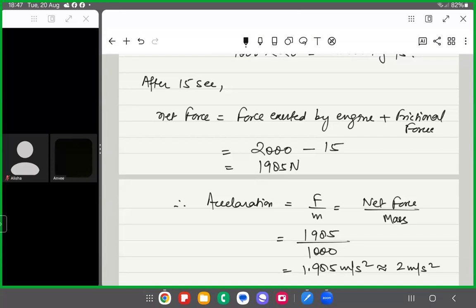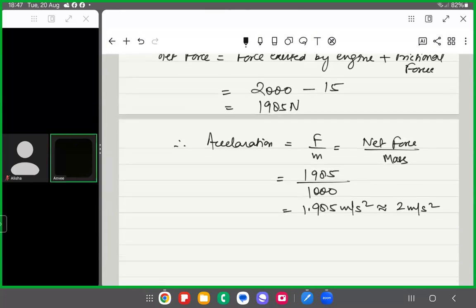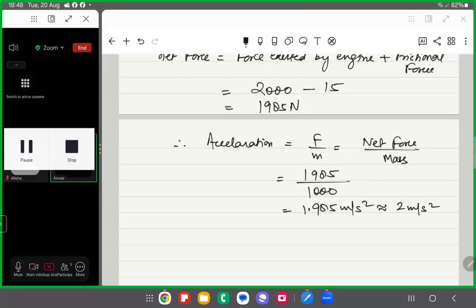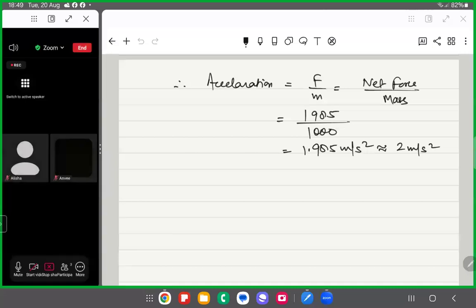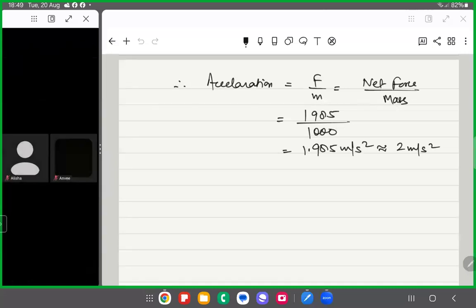Okay. Now time. Pardon? I have a doubt. Yes, tell me. Can you scroll up? So as you can see, net force upon mass, right? This is 1.985 meter per second square. So this is approximately 2 meter per second square. Means in comparison to the force applied by the engine, this friction force is very negligible, right? And we assume that this is actually equal to 2 meter per second square, the same which is given in the question, right? Okay. So this is your acceleration.